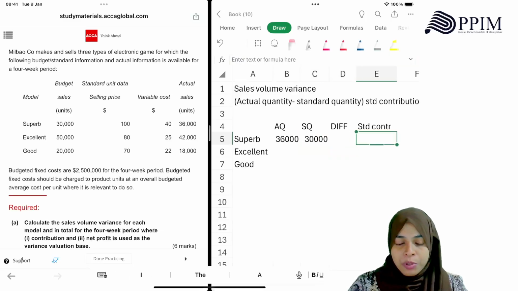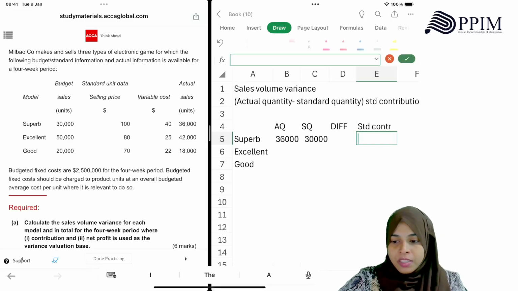How do you calculate contribution? Selling price minus the variable cost.